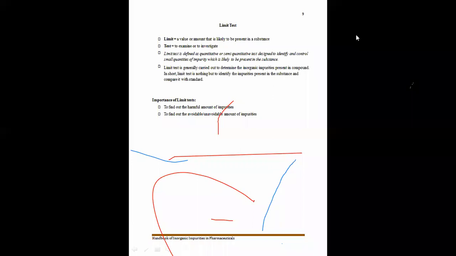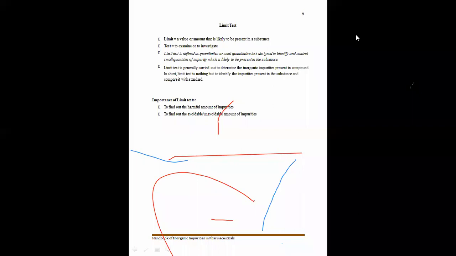It is defined as a quantitative or semi-quantitative test. See, what are the words they have used here? It is quantitative, so we can determine the amount of impurities in that, or semi-quantitative. Sometimes we can determine the amount and sometimes not. So it is defined as a quantitative or semi-quantitative test, which is designed to identify and control small quantities of impurities which are present in the pharmaceutical substance.